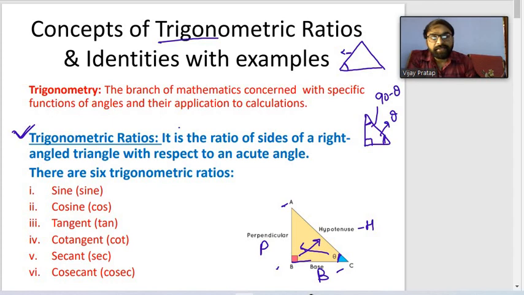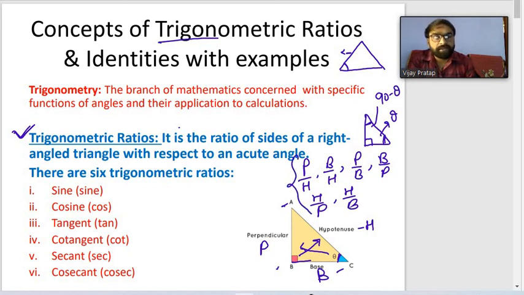How can we define ratios of the sides? How many ratios will there be? There are three sides, 1, 2 and 3, and we have to take two sides of these. In how many ways can they be selected? There will be six ways: perpendicular upon hypotenuse, base upon hypotenuse, perpendicular upon base, base upon perpendicular, hypotenuse upon perpendicular, and hypotenuse upon base.